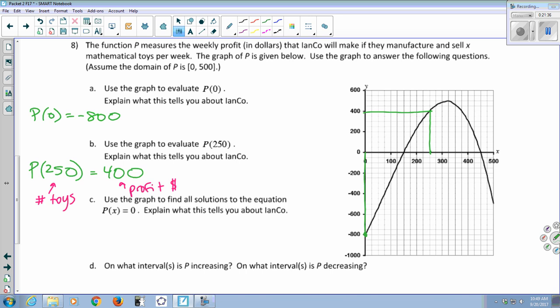All right, use the graph to find all solutions to the equation P of x equals 0. So now we're looking for where the y value is 0. So that happens here and here. And the x values are 150 and 450.